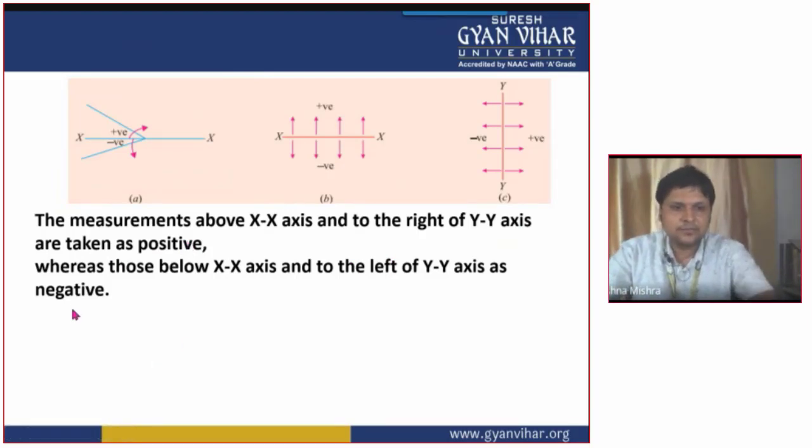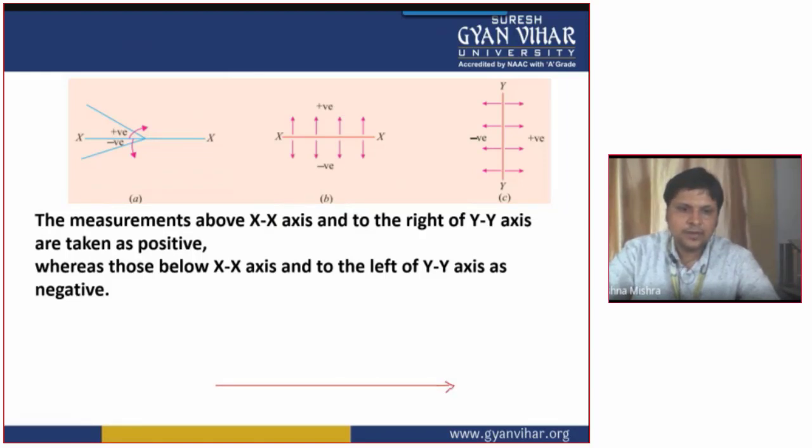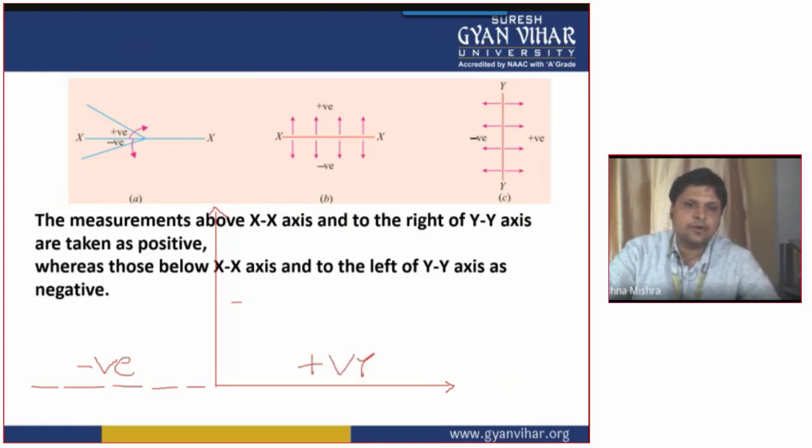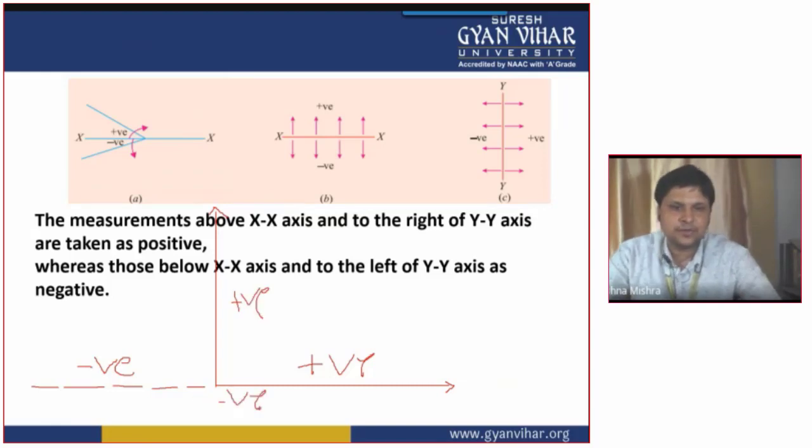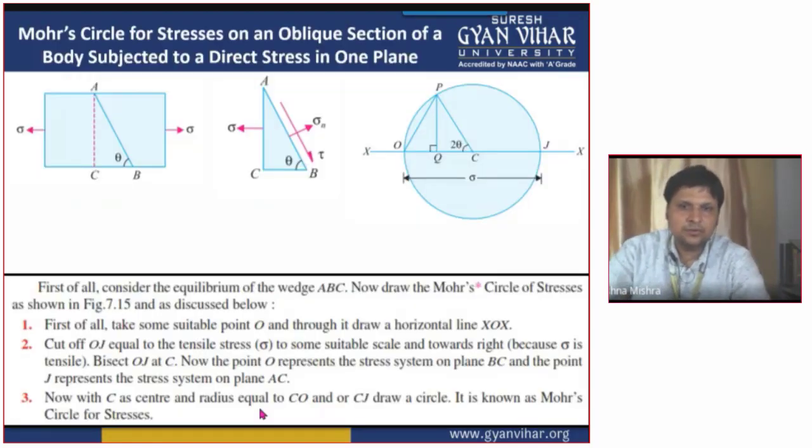See, students, the measurement above the x-axis means as you draw a graph, how do you draw? First of all, you make a line in this direction and you make a line in this direction. These two directions will be considered as positive, and the values which are negative, means if the load is compressive, we will draw in the backward direction, means in the negative direction. This is considered as the negative portion. This is considered as the positive portion. Similarly, upward side positive and downward side negative. This is the convention.